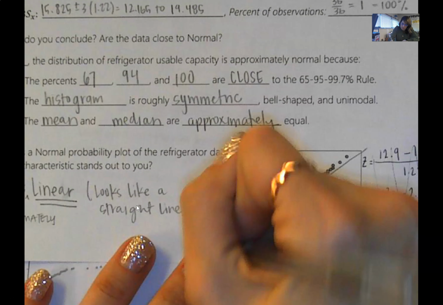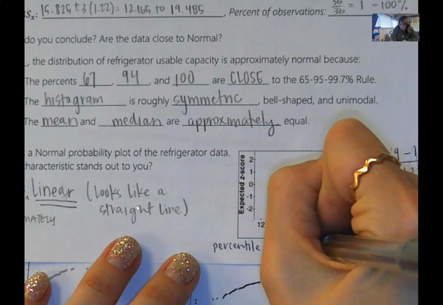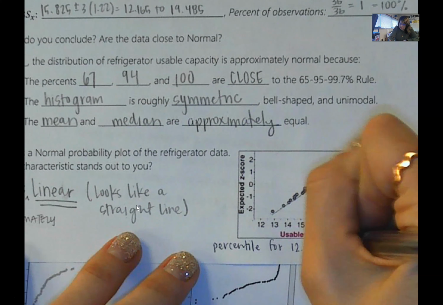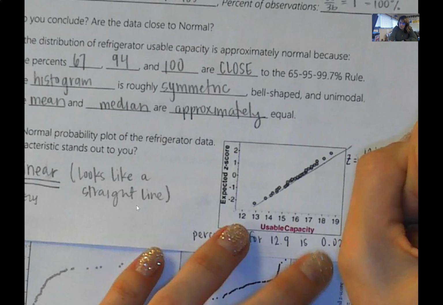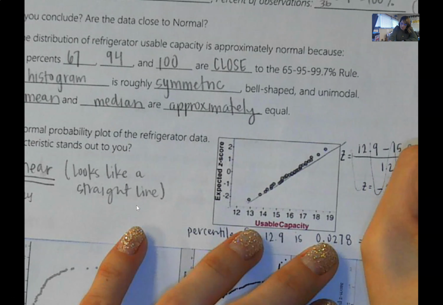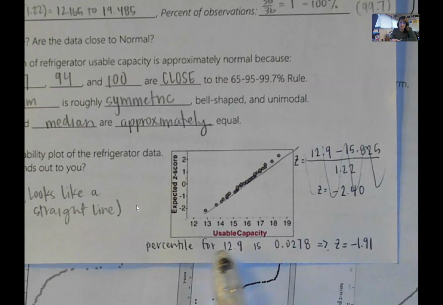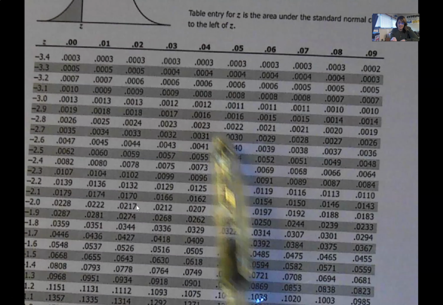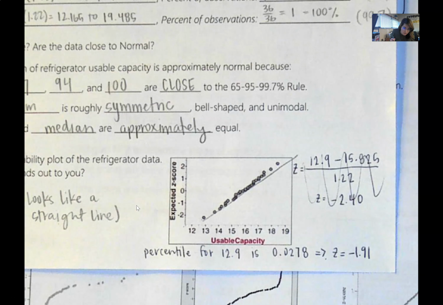So the percentile for 12.9 is 0.0278, which matches a z-score of negative 1.91. You do that for every single point. You find the percentile, then you go in your table, find the area in the table that matches that percentile, and that is the z-score. Holy moly, I think that took 5 minutes, and you guys are probably so annoyed with me right now.